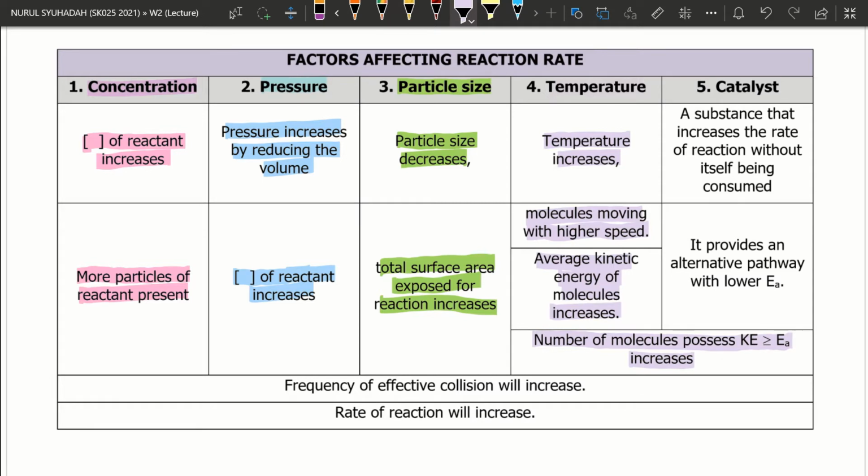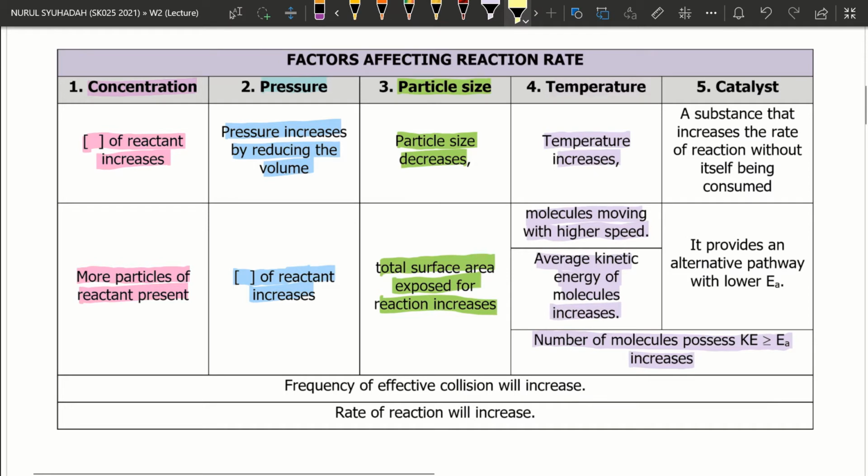So since we are talking about rate, and it is related to the activation energy, as temperature increases, the amount of particles having energy equal to or more than the activation energy will increase. So that's why as this increases, the frequency of effective collisions will also increase and the rate of reaction will also increase.